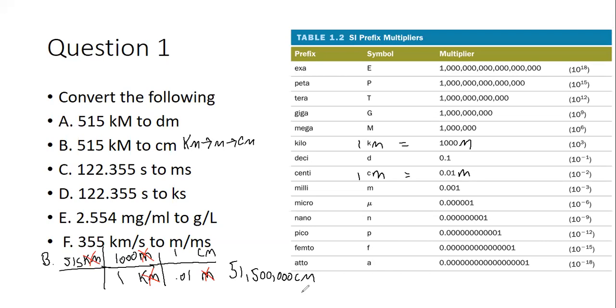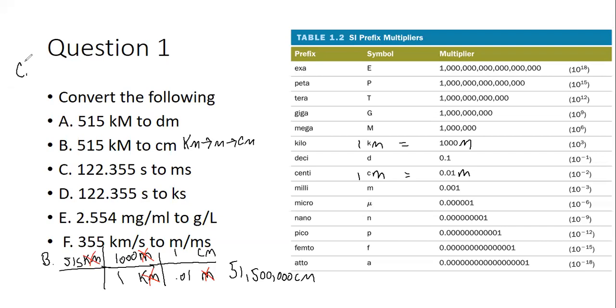In C and D, more or less follow that same logic. And I made C and D relatively more simple because here we're just going from seconds to milliseconds and seconds to kiloseconds. And this shows you the power of the metric system in that we're in a unit of time now. A and B were a unit of length. Now we're in a unit of time, but the conversions are the same.